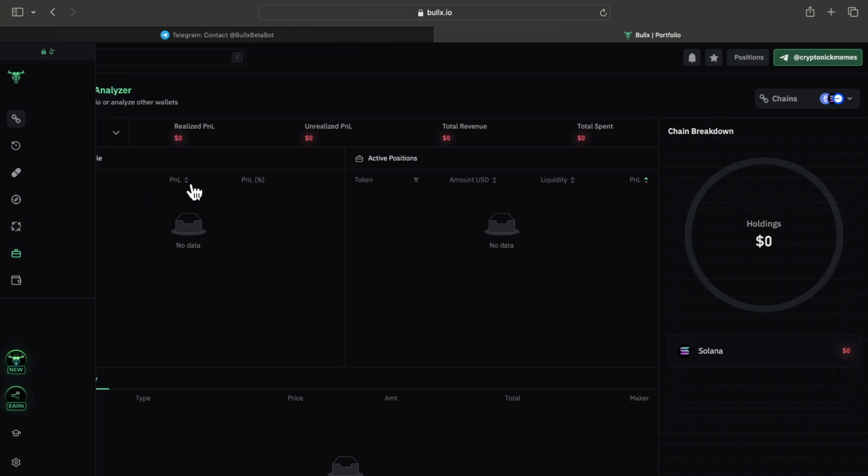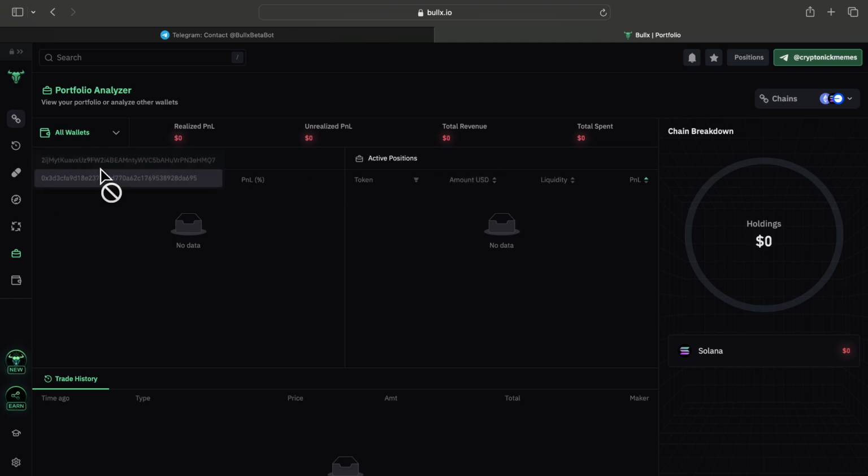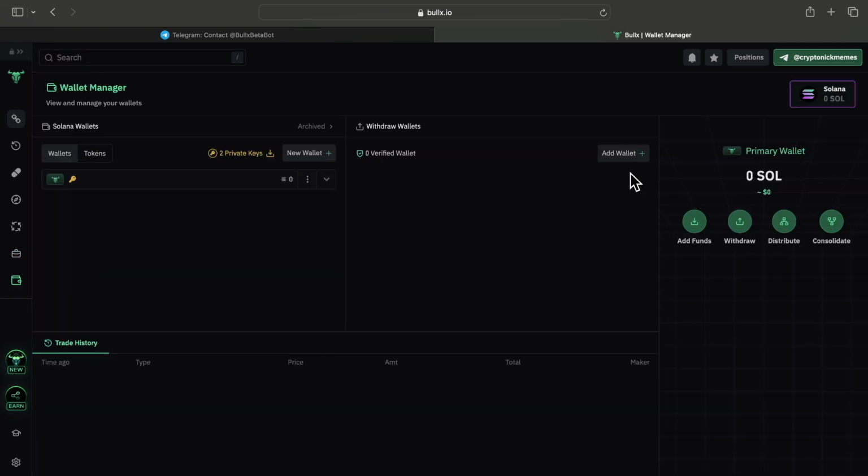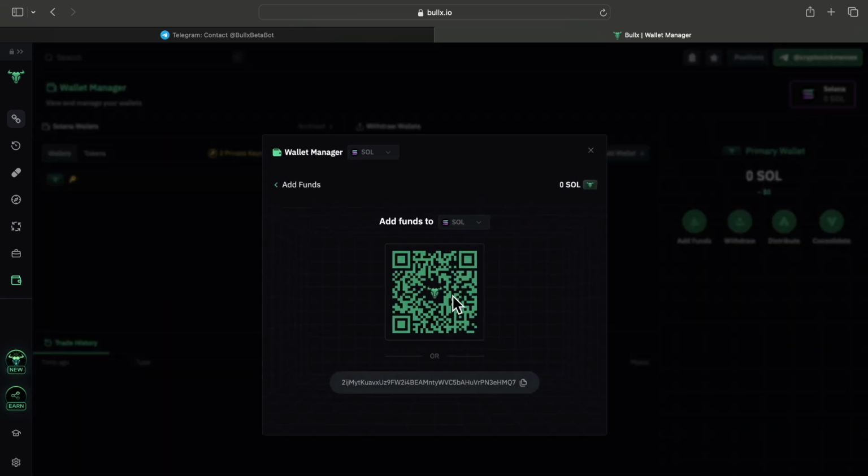There is also this portfolio section where you can see all the information about your positions, about your trades, about your wallets. But this will be empty unless you have trades done on this particular wallet, on this particular account. You can also go to Wallet Manager and do a bunch of different things here. This you don't really need that much. However, you might want to add funds to your account, for example, and you'll want to scan this QR code. And if you have Solana on Phantom, for example, you can just directly send it to this BullX account that you have, or by copying this link.